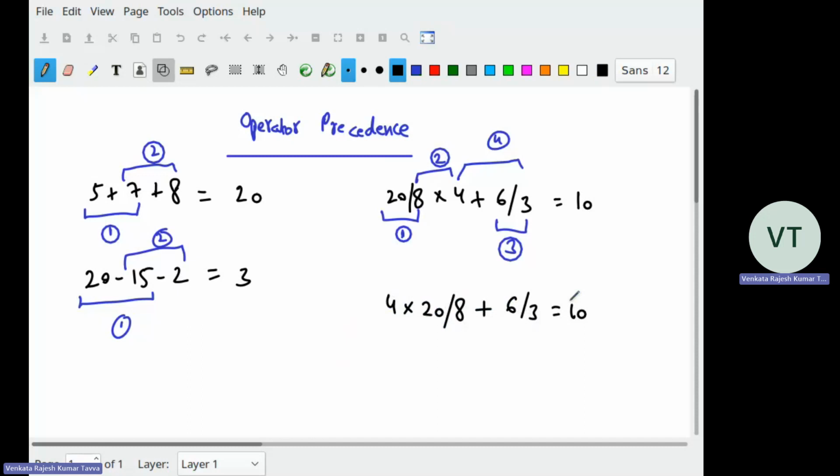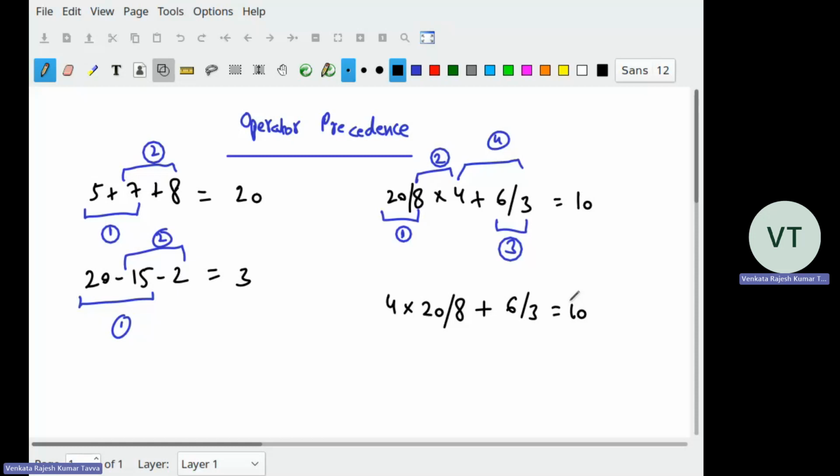The computer knows the BODMAS rule. But you don't know the BODMAS rule, in the sense you misunderstood it. I will come to that in a minute. In the BODMAS rule, it does not say division is greater than multiplication. I'll come to that in a minute. Just give me a minute.